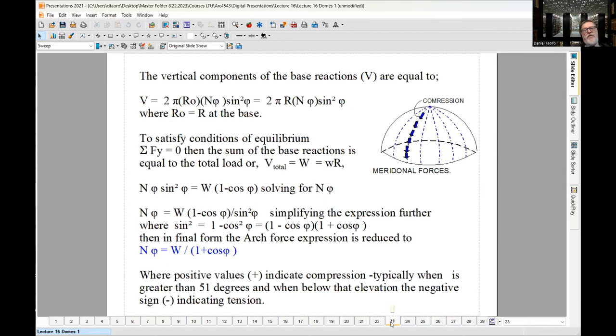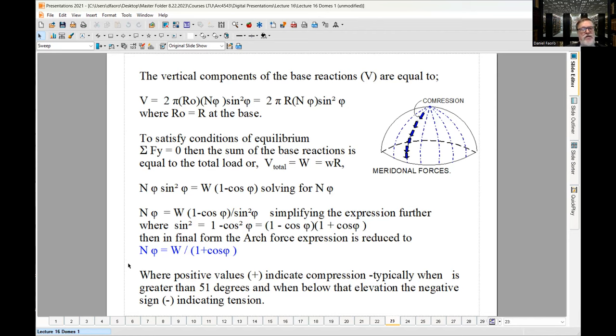The vertical components of the base reactions, V, are equal to 2πR₀ N sub φ sine squared φ. Simplifying that further and satisfying conditions of equilibrium, V total is W. So N sub φ sine squared φ is W (1 minus cosine φ). Solving for N sub φ, we have N sub φ is W (1 minus cosine φ) divided by sine squared φ. Simplifying through elimination mathematics, we can reduce this to the final form. This is what we use.